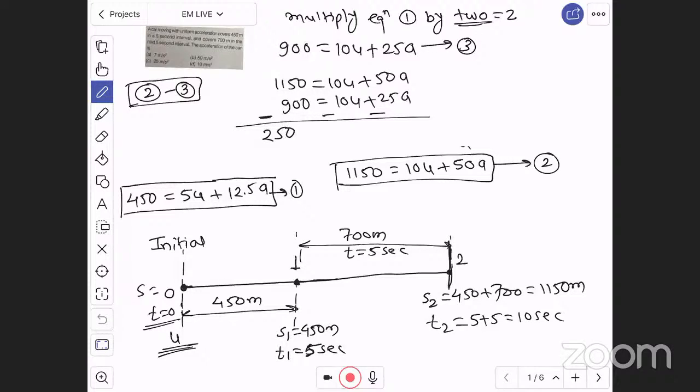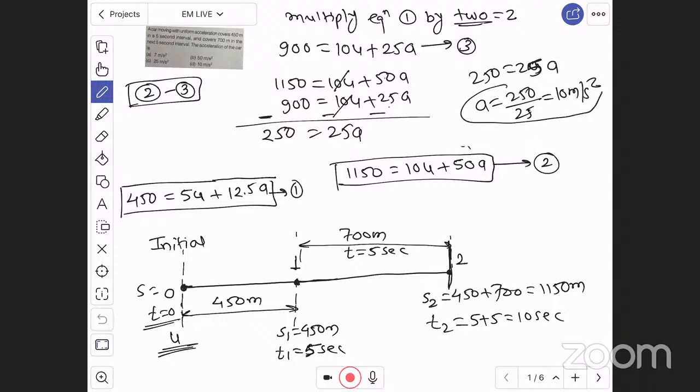250. Is equal to 10U minus 10U will get cancelled, 50A minus 25A, it will be 25A. Therefore, 250 is equal to 25A. Therefore, A will be 250 divided by 25, which is nothing but 10 meter per second square. Therefore, here acceleration is 10 meter per second square.